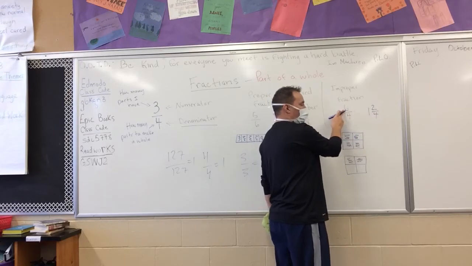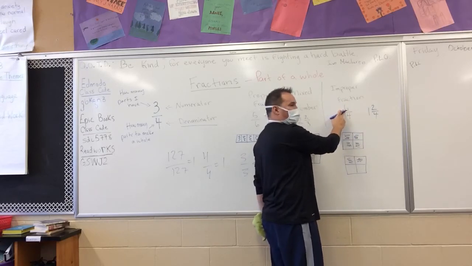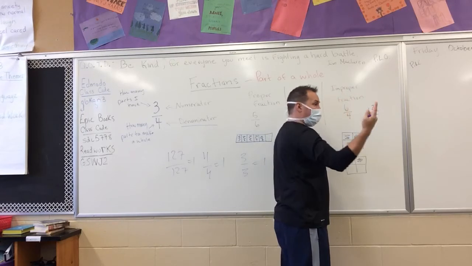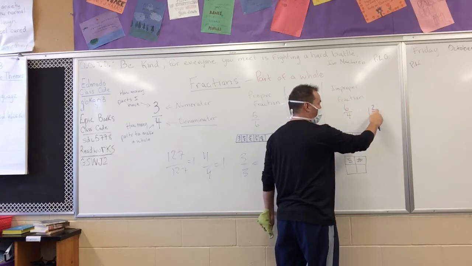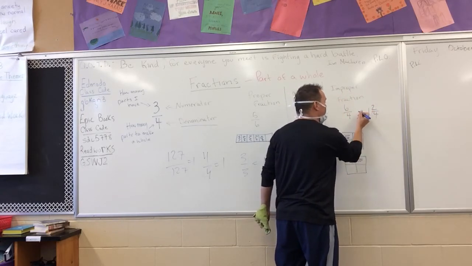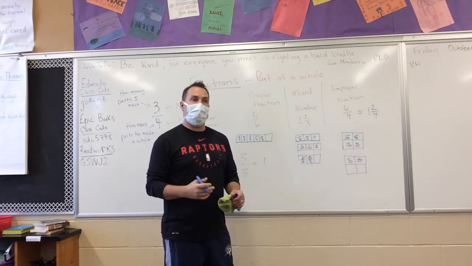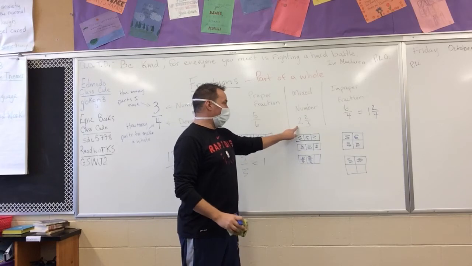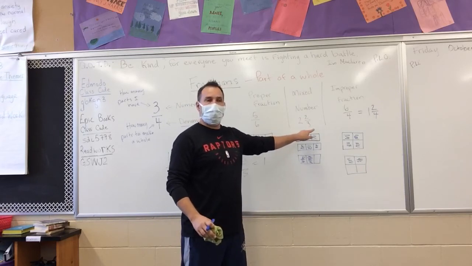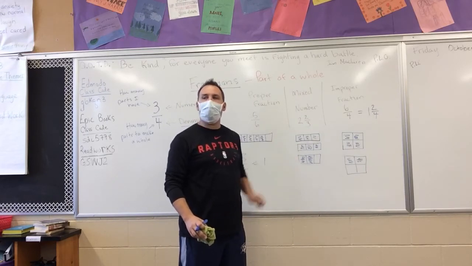how many do you have left over to get to 6 if you've got 4? 4, 5, 6. You have 2 left over. So if you say 1 and 2 fourths, that's the same as saying 6 over 4. They're the same. If we wanted to write 2 and 2/3 as an improper fraction, how could we do it?